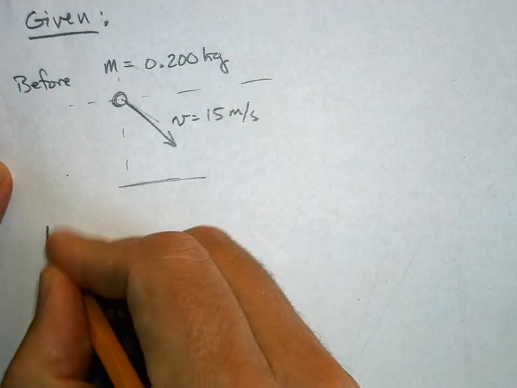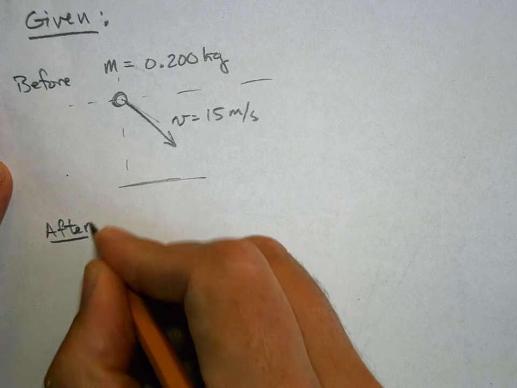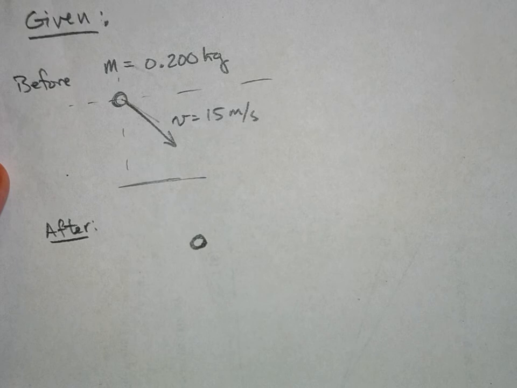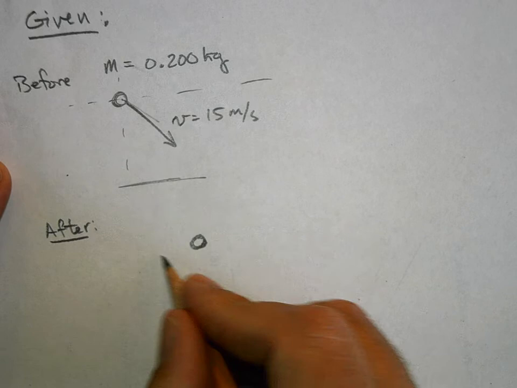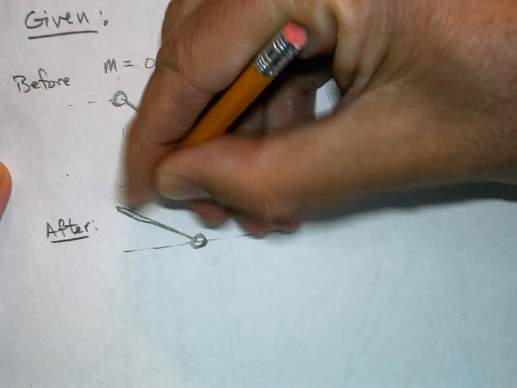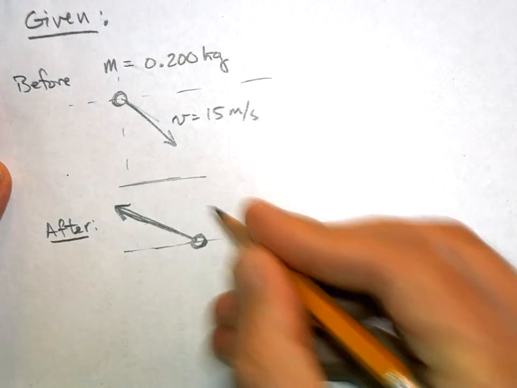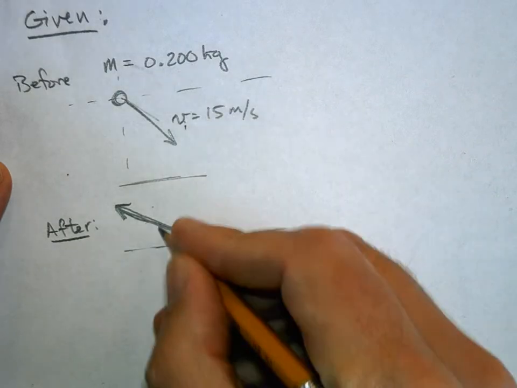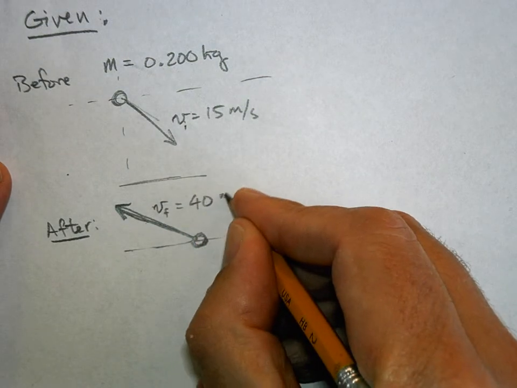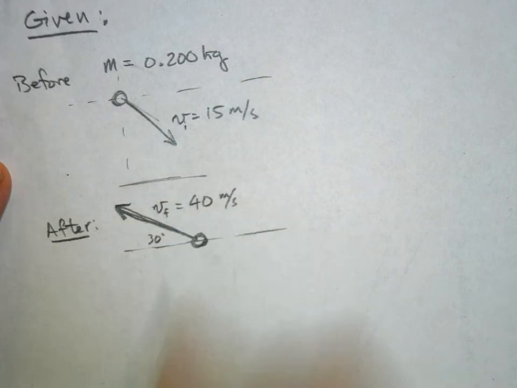Now after, here's the ball, and it's moving at 40 meters per second at 30 degrees above the horizontal towards center field. So it's going the opposite direction. 40 meters per second at 30 degrees above the horizontal. Yeah, that's not very good. But this is V initial, this is V final. And it's going 40 meters per second at this 30-degree angle.